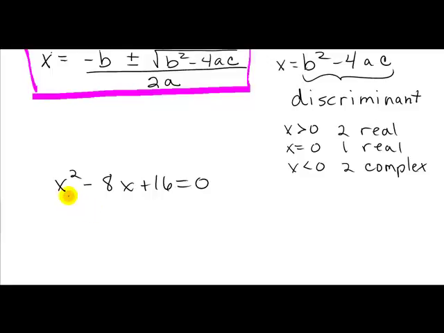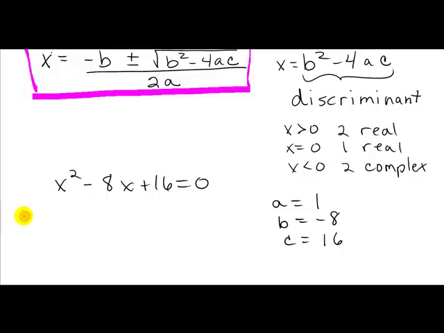I like to go ahead and identify my A, B, and C. It makes it easier to fill into the formula for me. So A will be 1, B is negative 8, and C is 16. And then we want to go ahead and fill it into our formula.